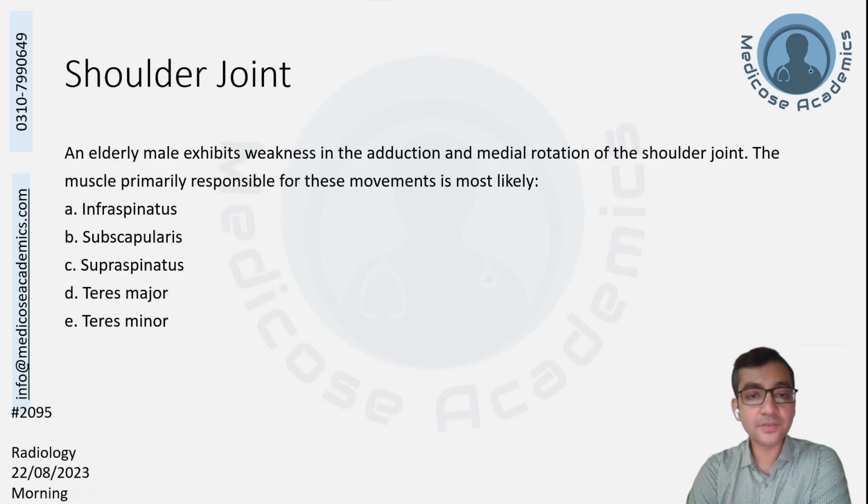An elderly man exhibits weakness in the adduction and medial rotation of the shoulder joint.